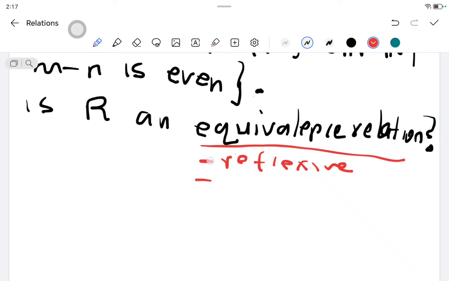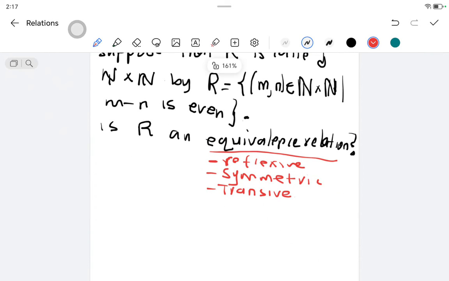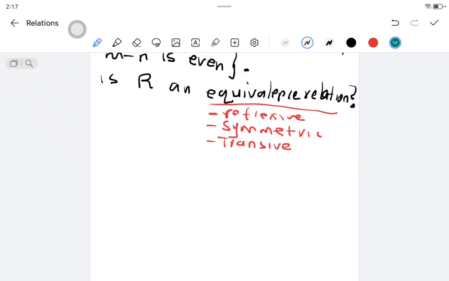Then we show that it is symmetric, and then we show that it is transitive. So R is called an equivalence relation if it is reflexive, symmetric, and transitive. For us to check reflexive, we're going to first check reflexive.